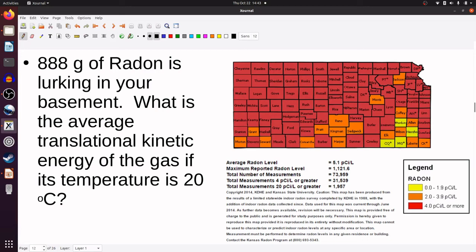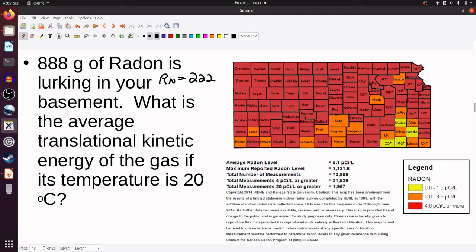Basically it's from the radioactive decay of materials, and then it generally goes up through the cracks in your basement. And radon is big. It's very heavy. Well, let me write this out because I'm going to need this anyways. The atomic mass of radon is 222. So it's huge, and it doesn't tend to go up within your house. It just tends to stay in your basement. Anyways, let's say you have 888 grams of radon lurking in your basement. We want to know the average translational kinetic energy if its temperature is 20 degrees Celsius.